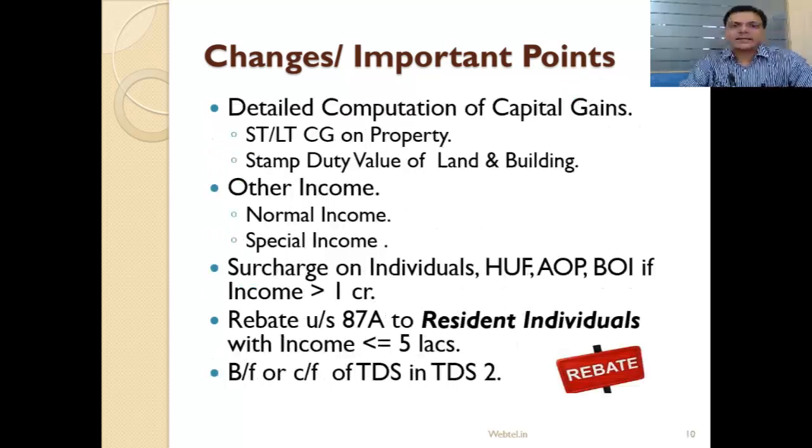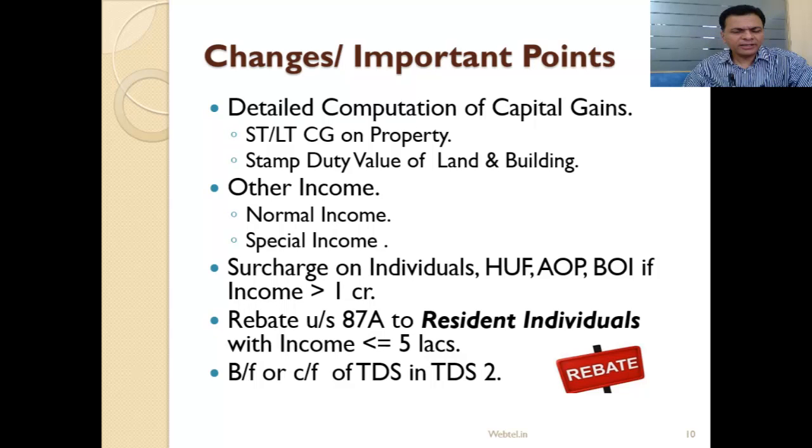Other important changes: there is now a detailed computation of capital gains. Short-term gain and long-term gain on property are to be shown separately. In that case, the stamp duty value of land and building is also to be shown. Under other income, normally we had dividend income, bank interest, etc. And for special income we could say lotteries, winnings from horse races, etc. But now there are detailed instructions regarding all the special incomes, which also need to be shown separately. These are available in the instructions and also in Schedule SI, wherein you can select these special incomes on which a special rate is charged.